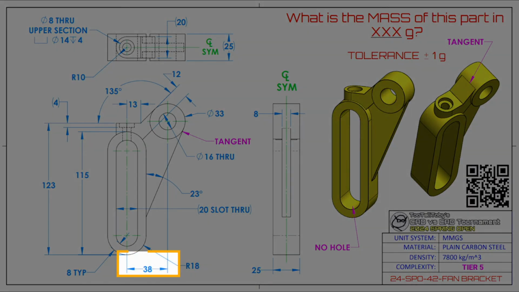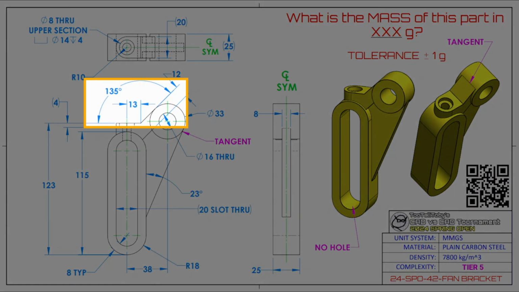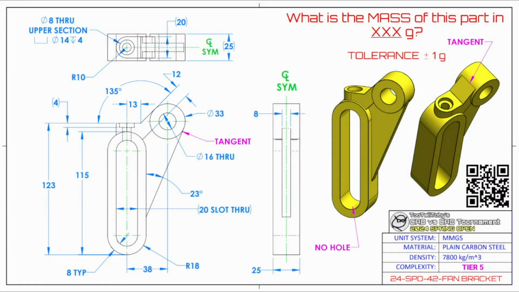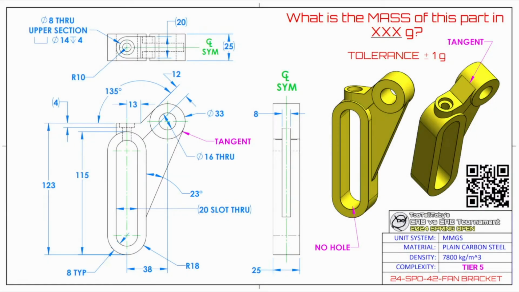We are given the width, which is 38 millimeters relative from the center of the slot, but we're not really given the height. So really what this is defined by is this 135 millimeter line, and then also this 135 degree line, as well as this 23 degree line. The circle needs to be tangent to both of these lines, and that's how we define the position, the height of this circle.